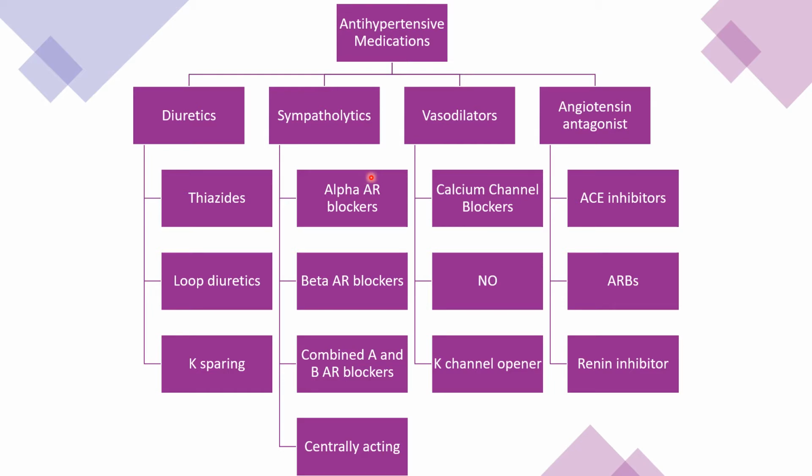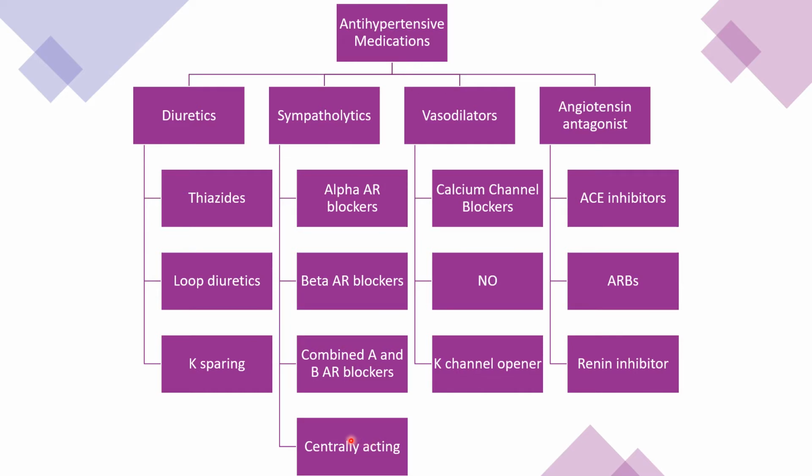So the next group of antihypertensive meds, we have sympatholytics. These sympatholytics are basically just drugs that inhibit the sympathetic nervous system. They are subdivided by their anatomical site of function. For example, some sympatholytics act centrally, like clonidine, methyldopa. So these drugs act in the central nervous system.